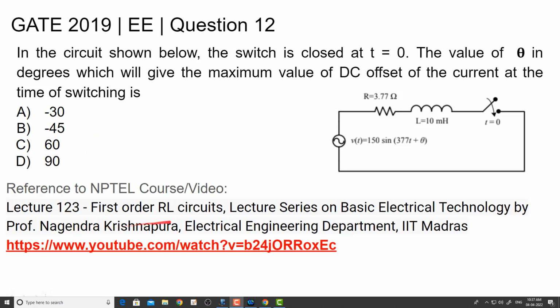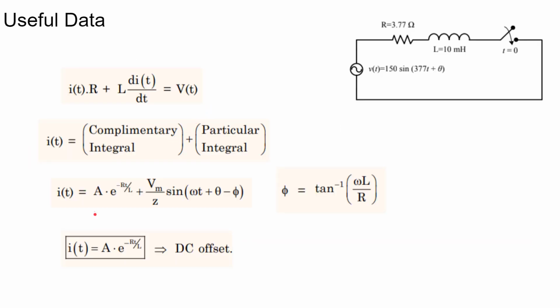To know the detailed analysis of first order RL circuits, audience can go through the given NPTEL video link. Let us discuss some useful information to solve the problem. This is the circuit given. It is an RL circuit and it is closed at t is equal to 0 with a supply voltage of some magnitude and phase angle. So, to analyze the circuit, we need to do a mesh analysis to solve the problem.